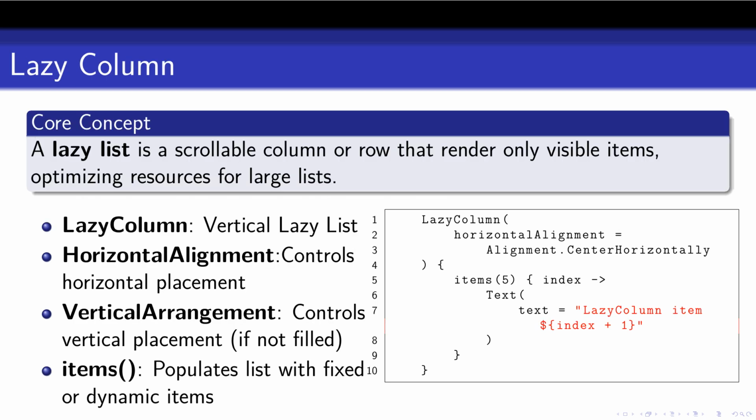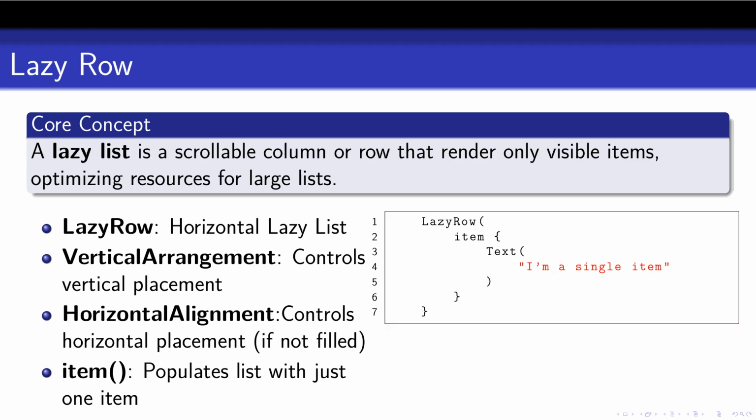A lazy column is a vertically scrollable list that renders only the items currently visible on the screen, which makes it resource efficient for large lists. We can control the alignment of content using horizontal alignment and vertical arrangement, and populate the list using the items function. In the example shown, the list simply displays text elements for each item, centered horizontally.